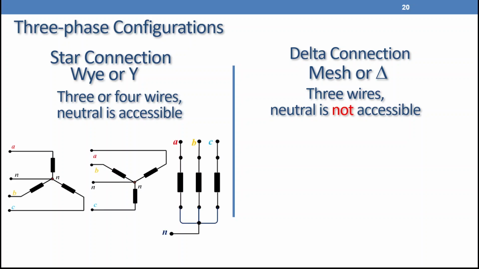For star connection, as you can see here, we have 3 loads. I presume now that we have balanced loads, so we have phases A, B, C, and the neutral point N. So we can have 4 wires, and if the system is balanced, we can ignore the neutral, so we have 3 wires in this case. But the neutral point is accessible, so a potential can be measured at point N.